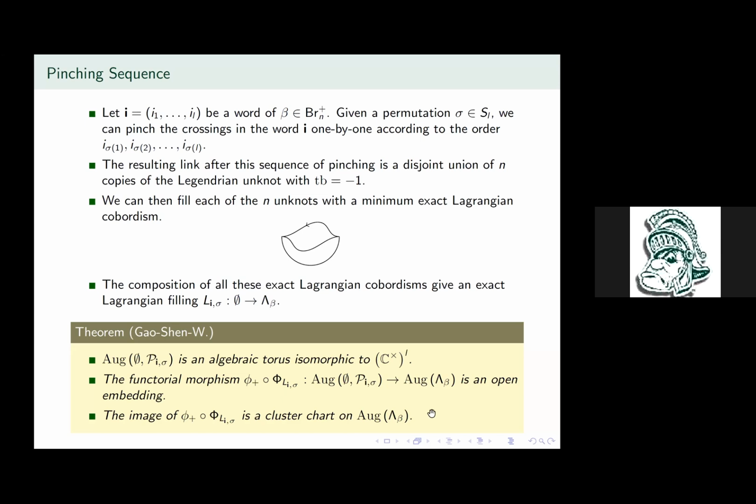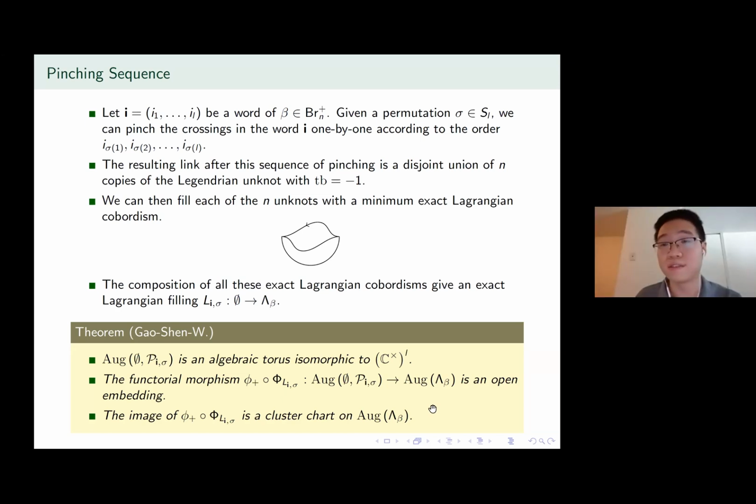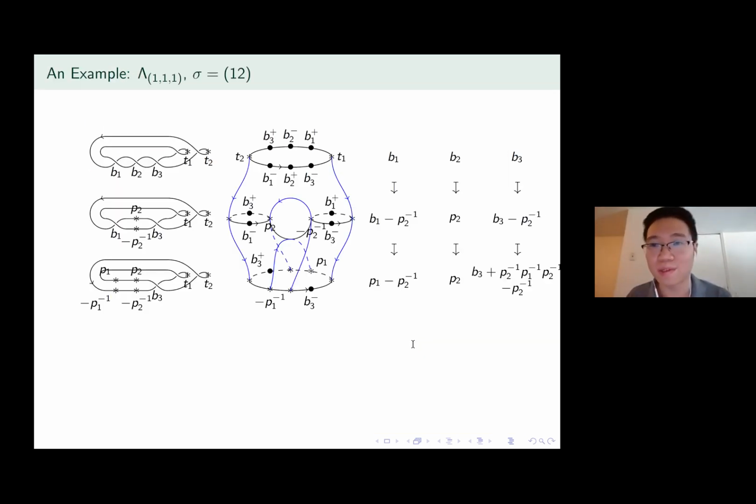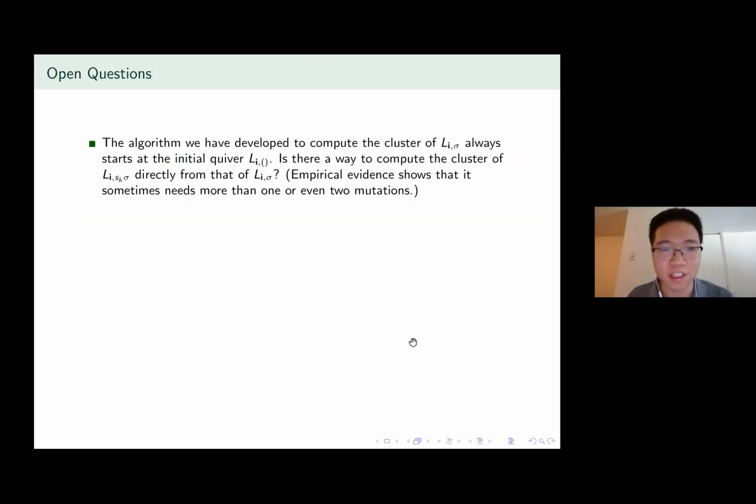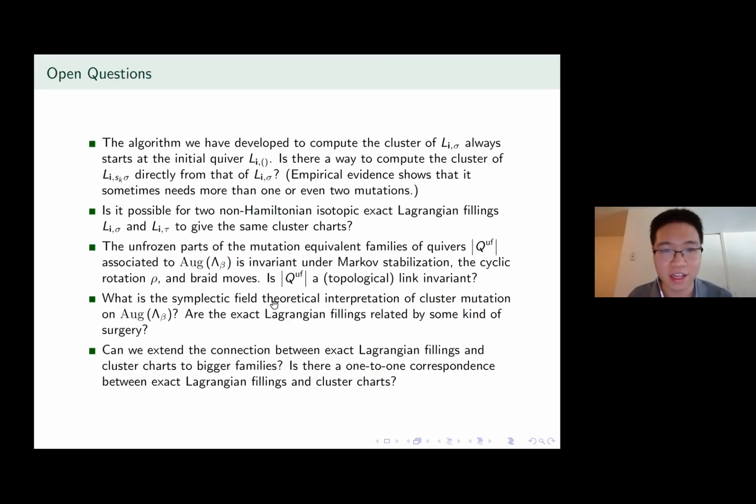So different cluster charts correspond to different fillings. Well, a subset of the cluster charts. In general, there could be infinitely many cluster charts that we don't know whether they correspond to fillings or not. And there could also be other fillings that we don't know whether they correspond to cluster charts or not. So this is one of the open questions that I wrote down here. We only know the correspondence between a subset of fillings and a subset of cluster charts.